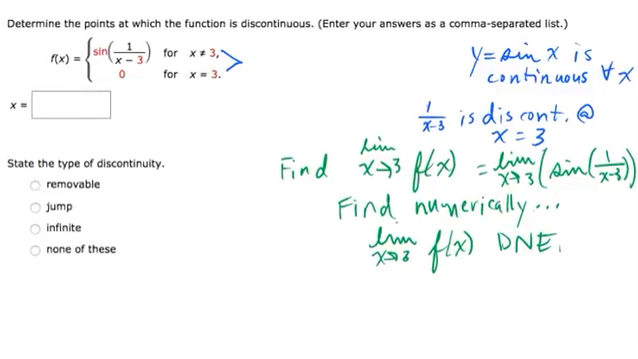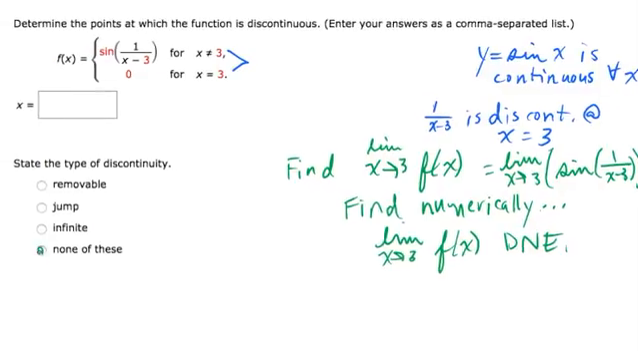So what type of discontinuity is it? I would say none of those. It's not a hole, it's not a jump, and it's not a vertical asymptote. It's an infinite discontinuity that oscillates infinitely often. And it is discontinuous at x equals 3.